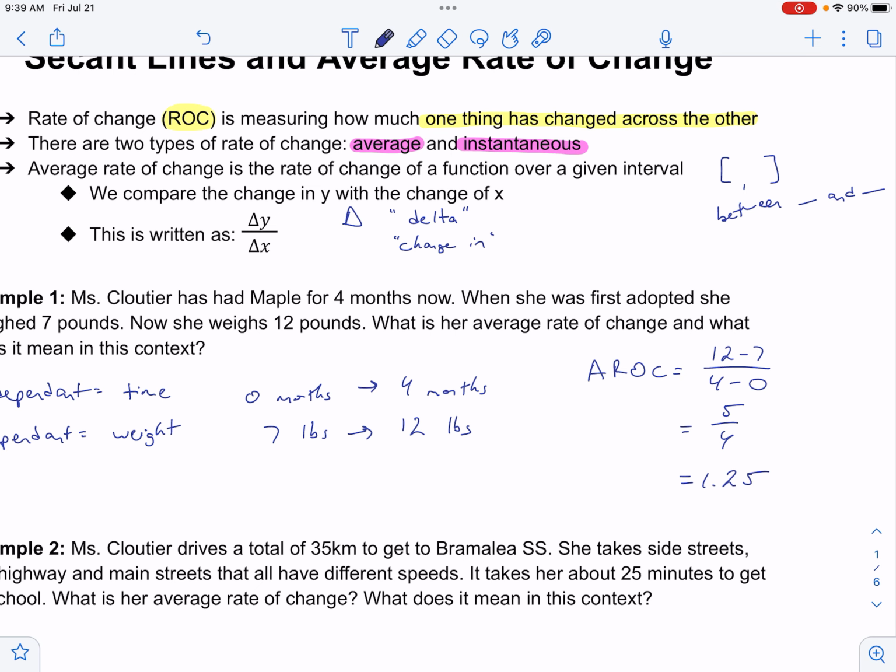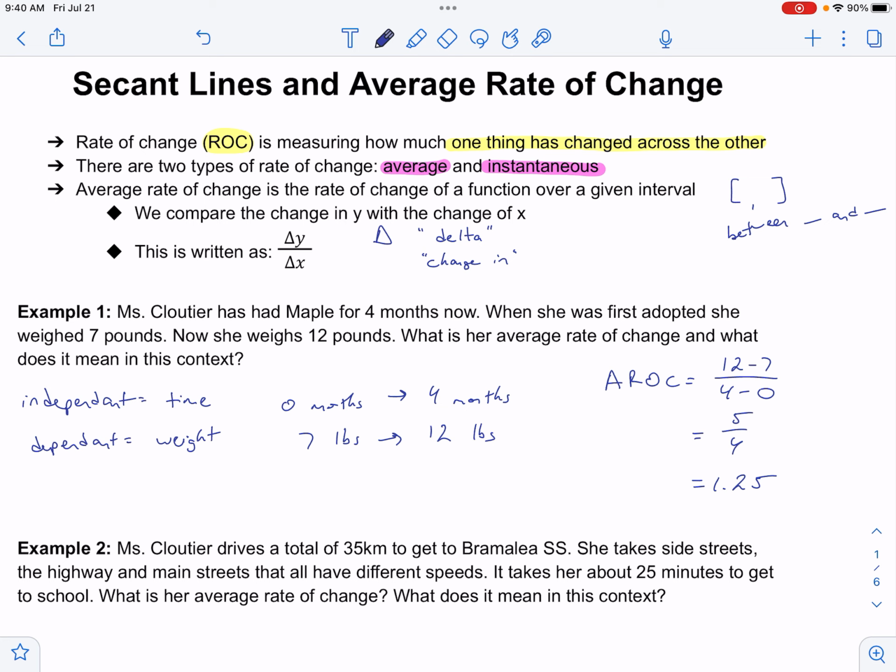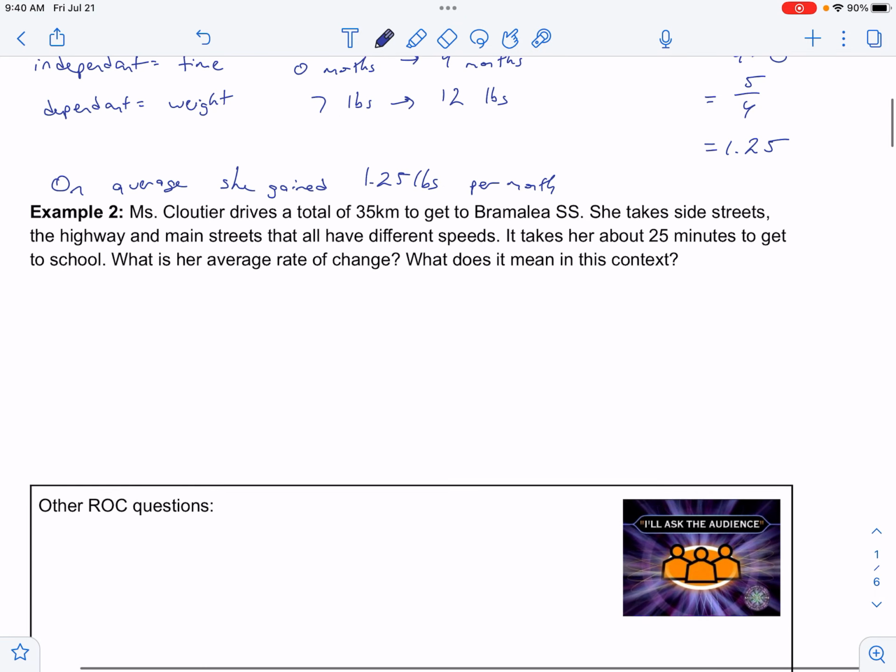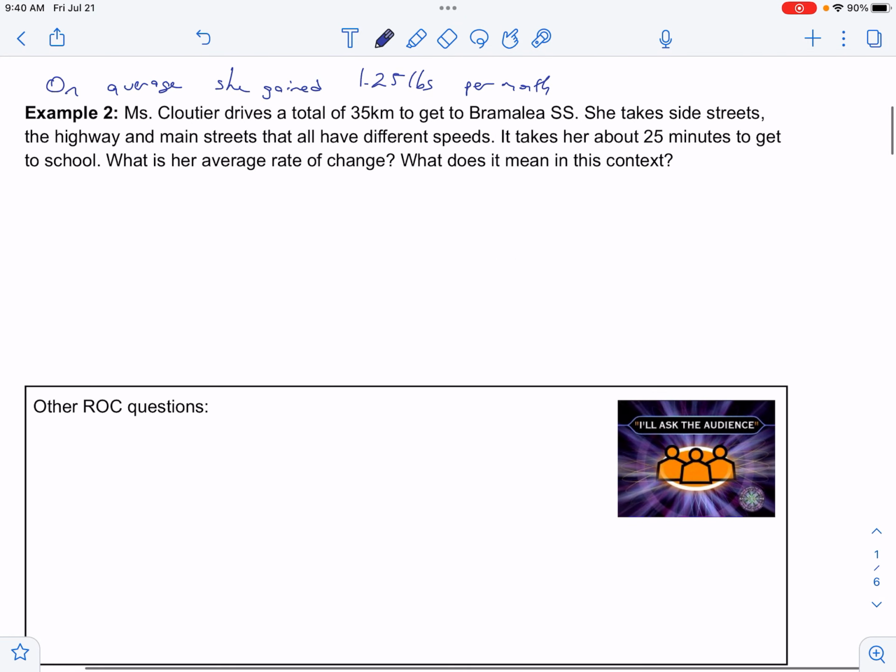And what does it mean in this sense? Well, 1.25 is, on average, how many pounds she gained per month. So on average, she gained 1.25 pounds per month. Another example. I drive a total of 35 kilometers to get to school, Bramalea.